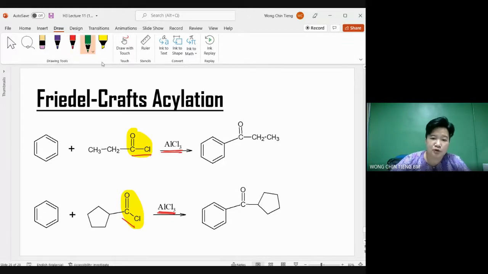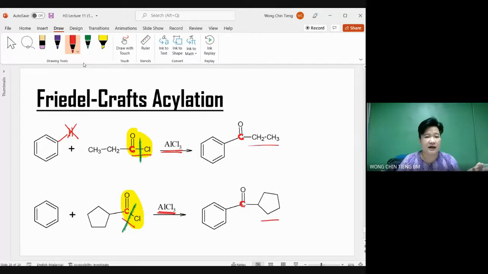Sama, ikatan yang putus. Carbon yang pegang Cl, carbon yang pegang Cl. Nampak? So carbon ini, carbon yang pegang double bond O, duduk balik di benzene ring. Dia akan ganti hidrogen ini. Dia ganti hidrogen ni, C double bond O salin balik. Nampak? Sangat senang. And the byproduct will only have one, HCl.